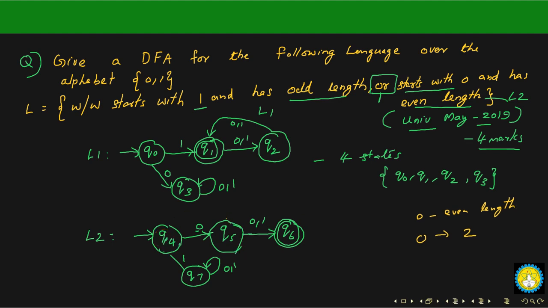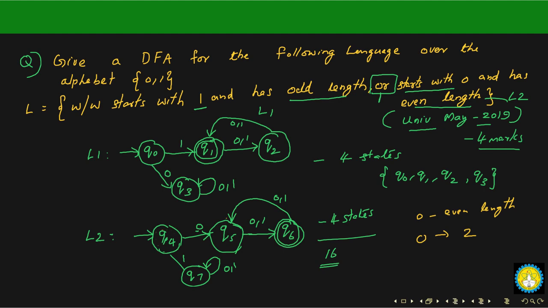Okay, I think I forgot to mention one of the transitions. That is from Q6, I should mention the transition back to Q5 upon seeing a 0 or a 1. This should also be present, right? Still L2 has got 4 states. So the total number of states in the Cartesian product will be 16.